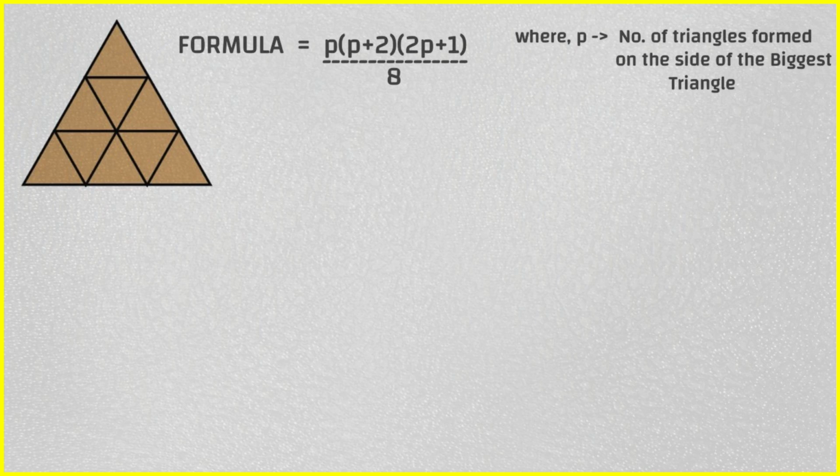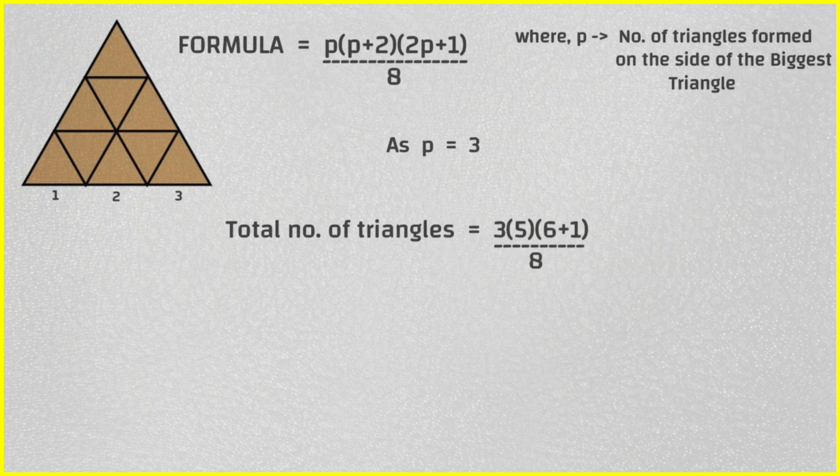So in this figure, the total number of triangles formed on the side of the largest triangle is equal to 3. You can see that it doesn't matter which side you choose, because on all 3 sides of the triangle there are 3 triangles formed. So as we got the value of p, which is equal to 3, when we substitute this value of p in our formula, we get 3 into (3 plus 2), which is 5, into (2 into 3, that gives us 6, plus 1), whole divided by 8, which is equal to 13.125.